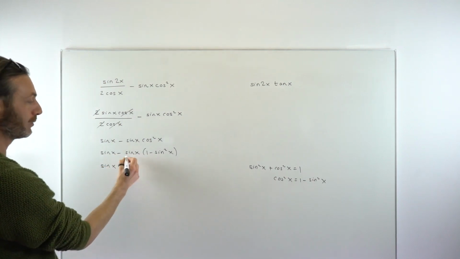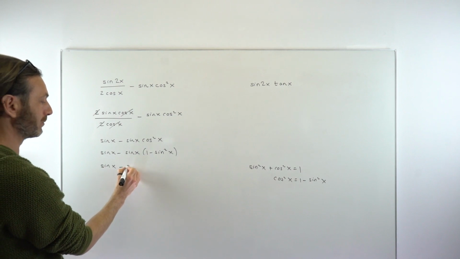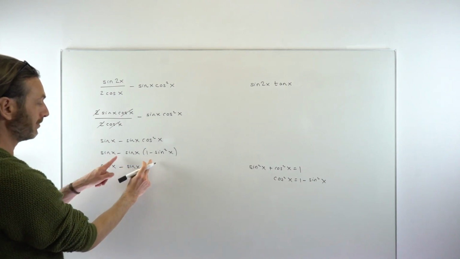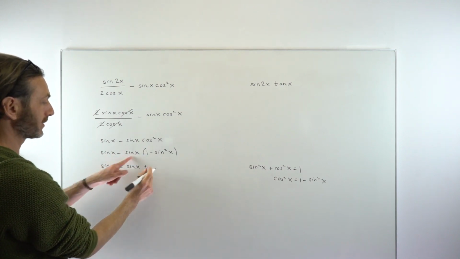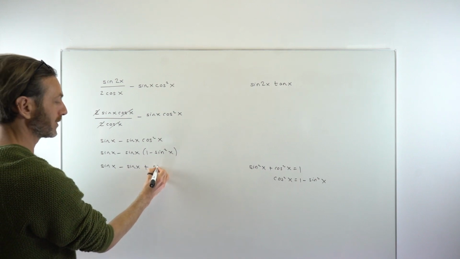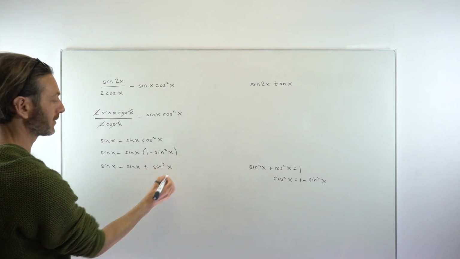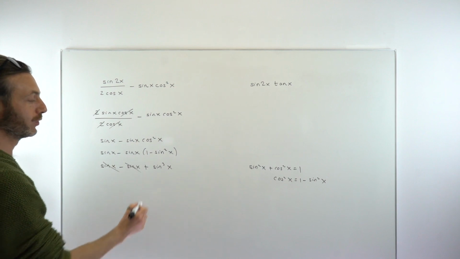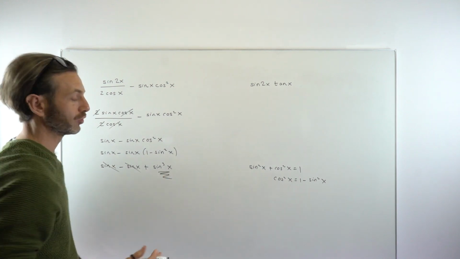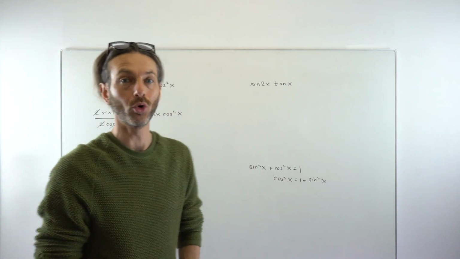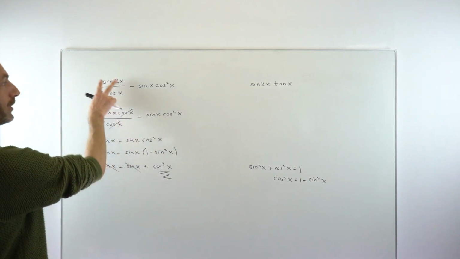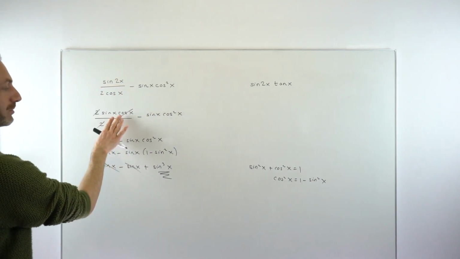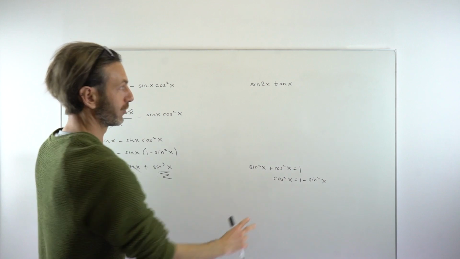So sine x, now we're going to expand the bracket. Sine x times 1 is just sine x again. Minus minus makes a plus. Sine times sine squared gives you sine cubed x. And then these two guys here would cancel to leave you with just sine cubed x. Not too worried about the answer here. I'm more worried about the strategy. So looking for the double angle, looking for simplification, looking to use another formula.